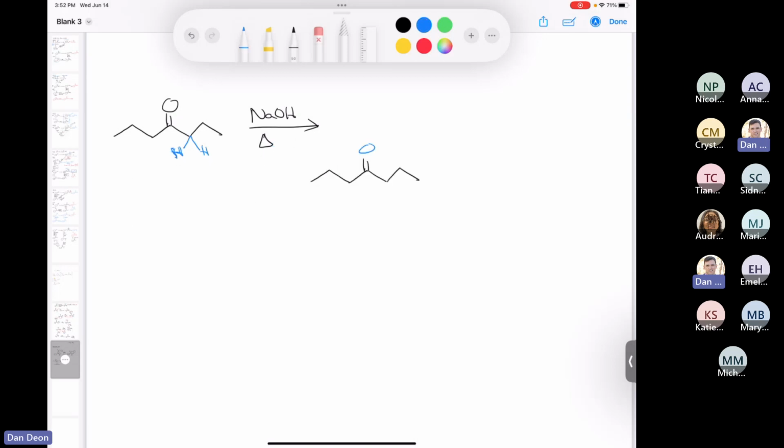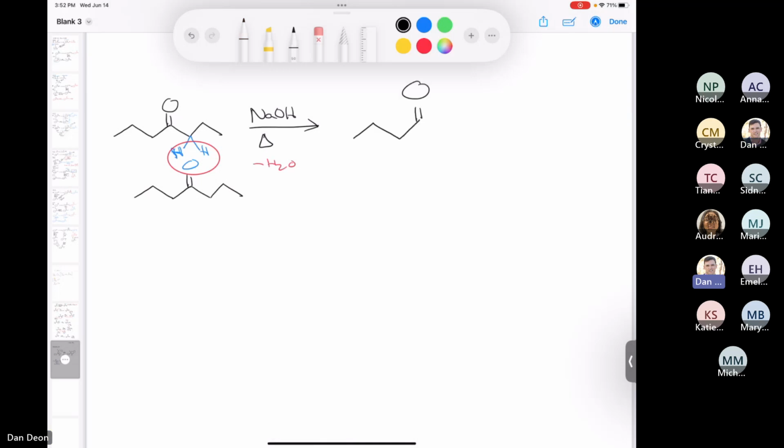So again, these two things react. You're going to put these together, and you're going to lose H2O. You're going to lose water, so minus H2O, and then your final product is going to look like this. You have a double bond here, and then you're going to have 1, 2, 3 over here, and 1, 2, 3 over there. And there you go. There's your aldol condensation product.